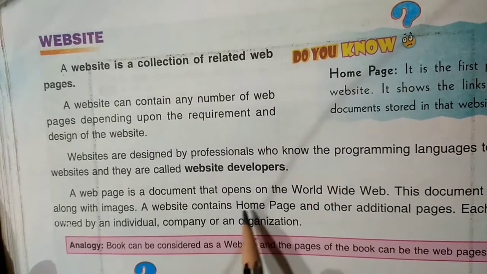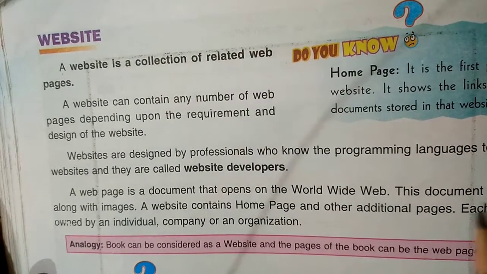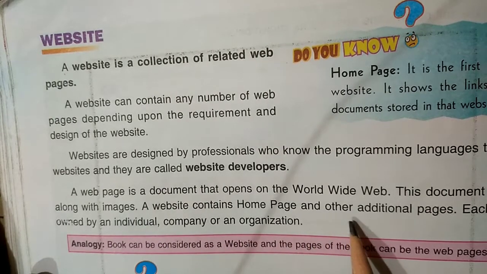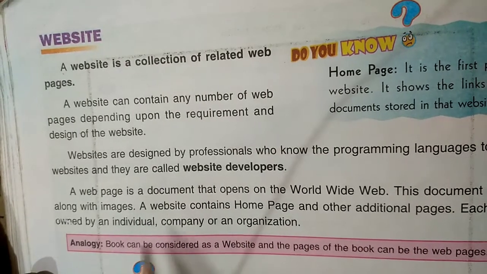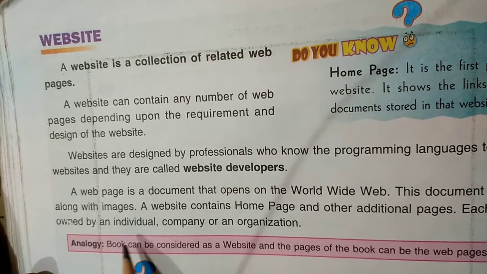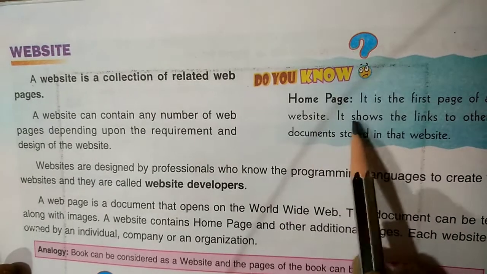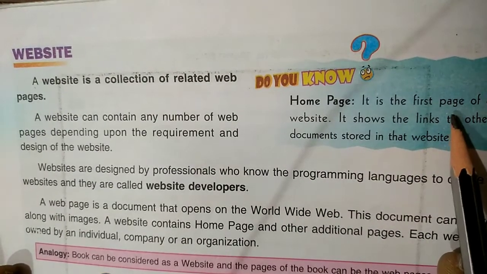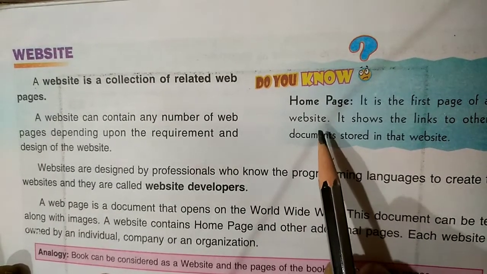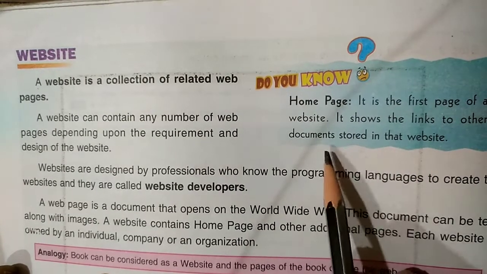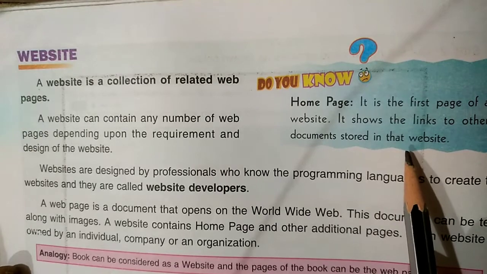A web page is a document that opens on the World Wide Web. This document can be text along with images. A website contains a home page and other additional pages. A website is owned by an individual, company, or an organization. Home page: what is a home page? It is the first page of a website. It shows the links to other documents stored in that website.